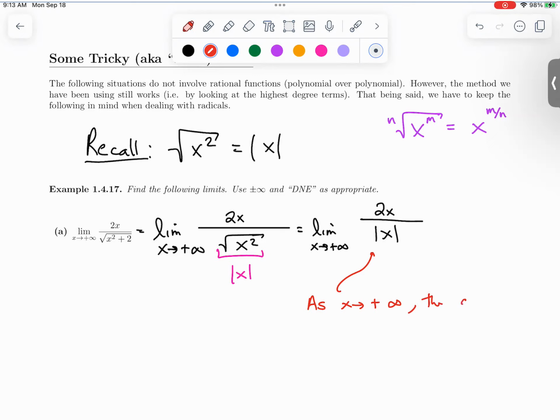So this becomes the limit as x approaches positive infinity of 2x over x. Now we can cancel the x's, just like we were talking about when we were dealing with the absolute values. If the value is going to make your expression negative, you tack on a minus sign in front. If it keeps it positive, you just drop the absolute value sign. That's essentially taking the absolute value. Any questions on that? So then the x's cancel, and you just have the answer of 2.